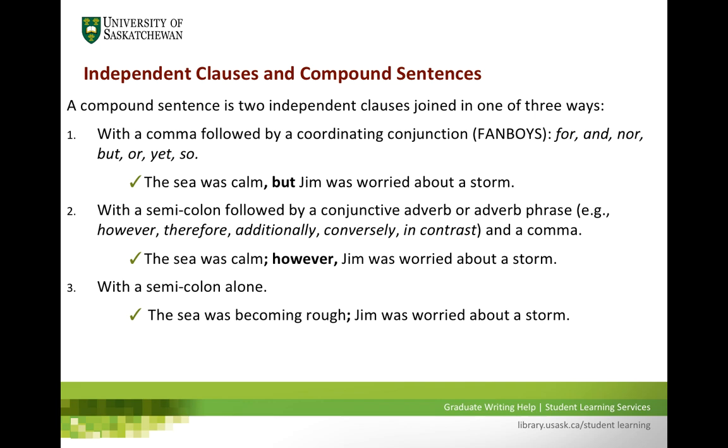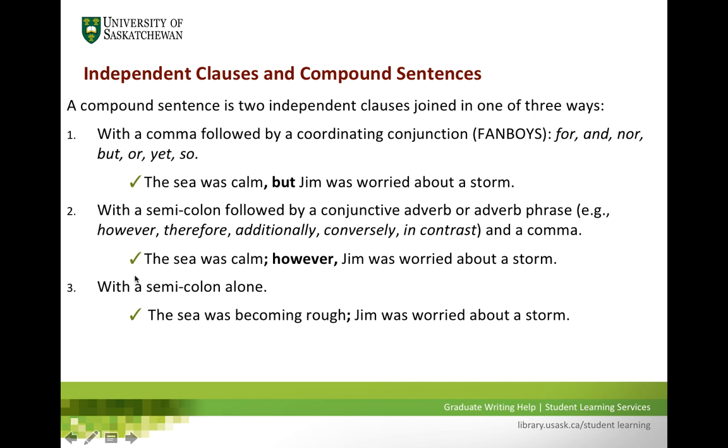So the sea was calm, but Jim was worried about a storm. One independent clause, the fanboy or coordinating conjunction preceded by a comma, and the second independent clause. So that's one way of joining two independent clauses and forming a compound sentence. Second, you can use a semicolon followed by a conjunctive adverb or adverb phrase. Here are some examples. However, therefore, additionally, conversely, in contrast. And then you put a comma after the adverb.